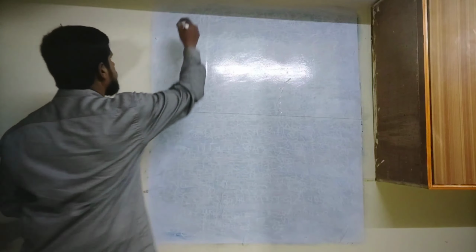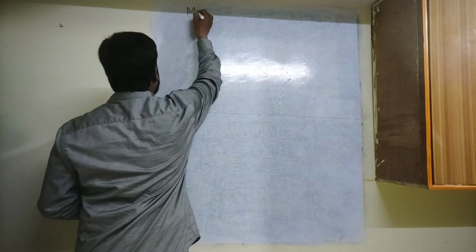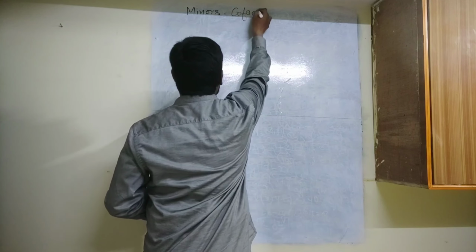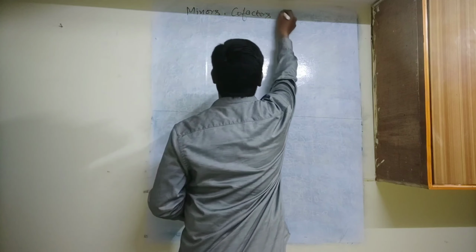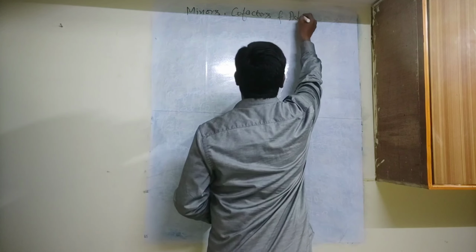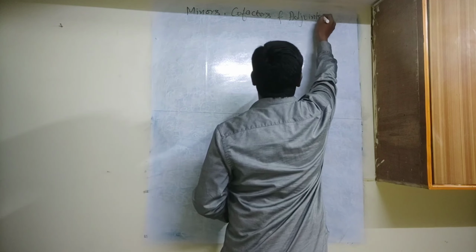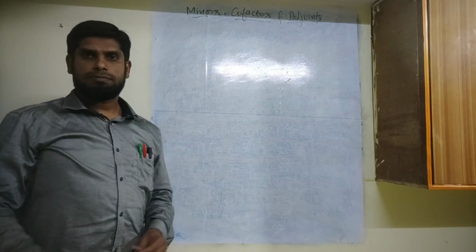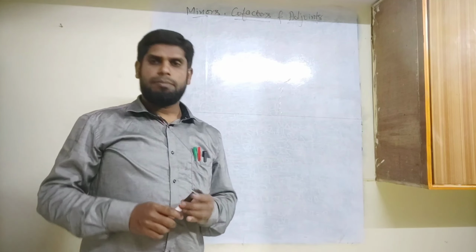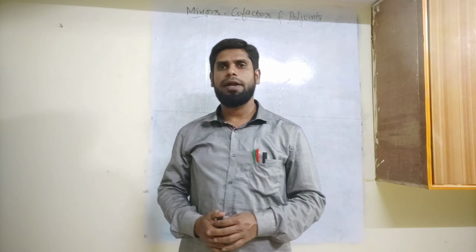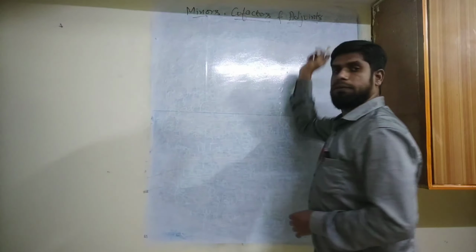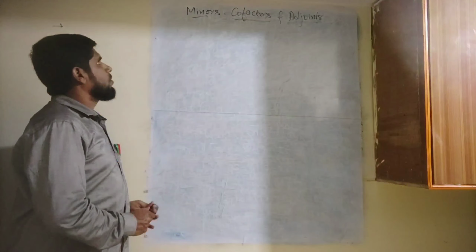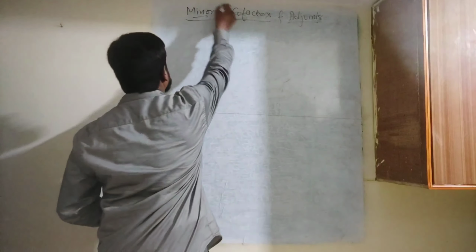So we will discuss minors, cofactors and adjoints. Minors, cofactors and adjoint of the matrix. So students, first we'll discuss minors in this.